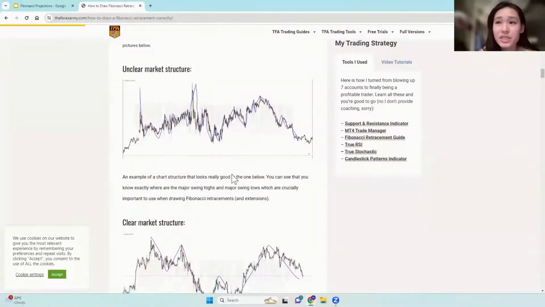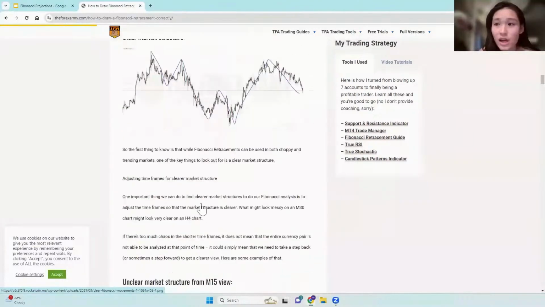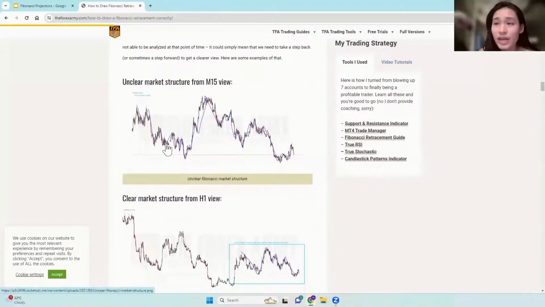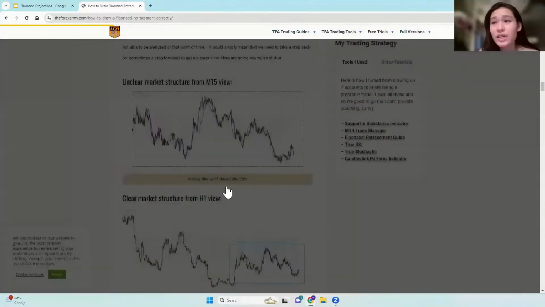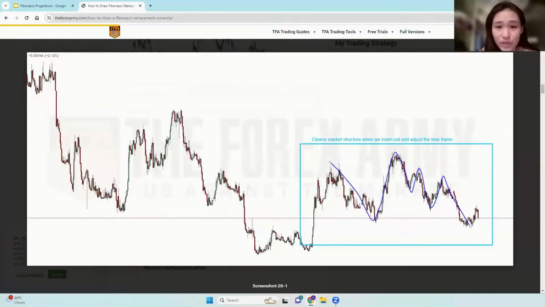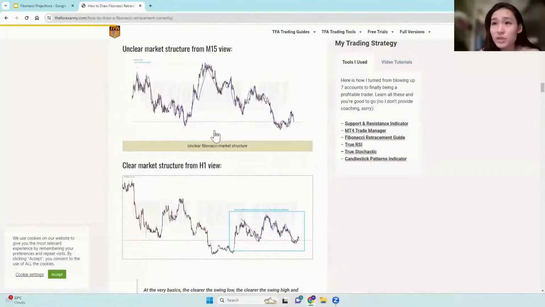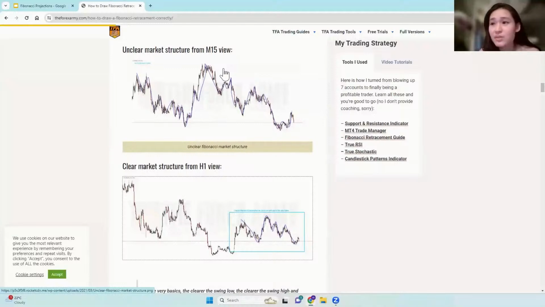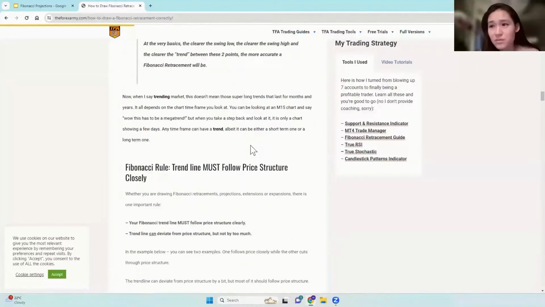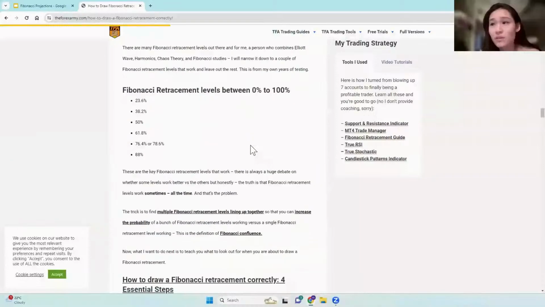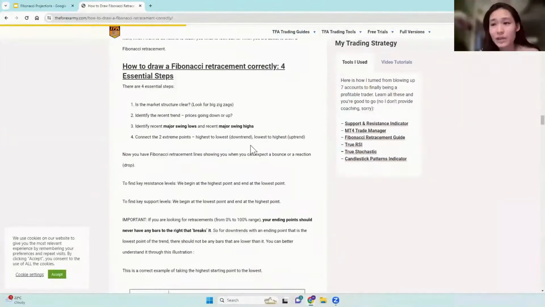So you can see that we recently talked about the unclear market structure, and now this shows you an unclear market structure from an M15 view can actually look clear on an H1 view as well. So this area here that we've highlighted is the market structure that was on the M15 view. And so just because it looks unclear on one time frame doesn't mean that it's not usable. So feel free to check this out after our webinar.